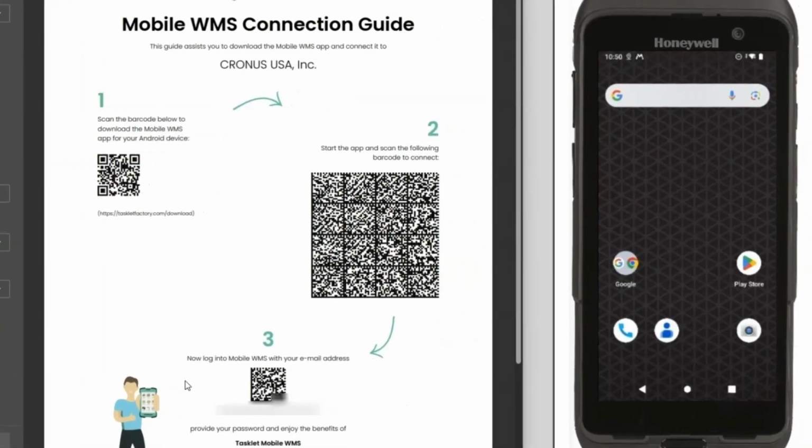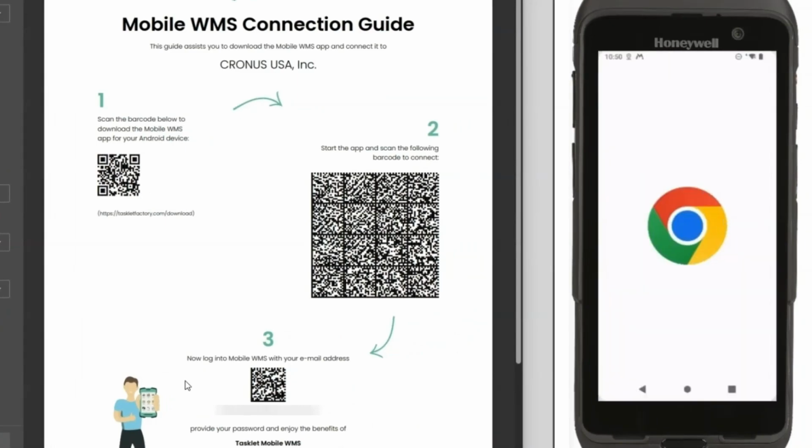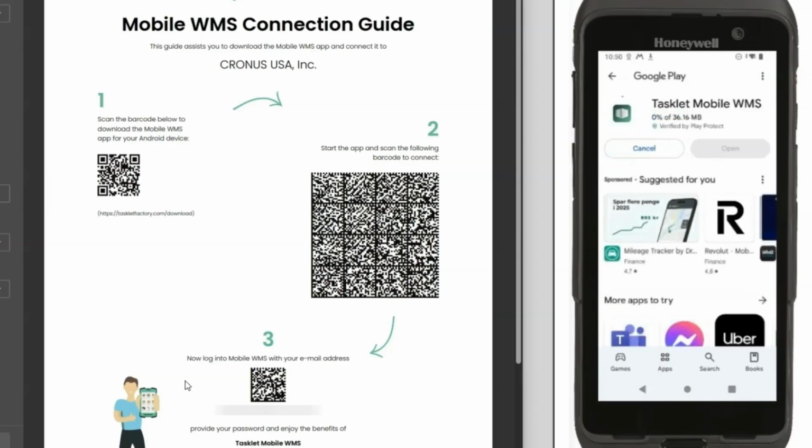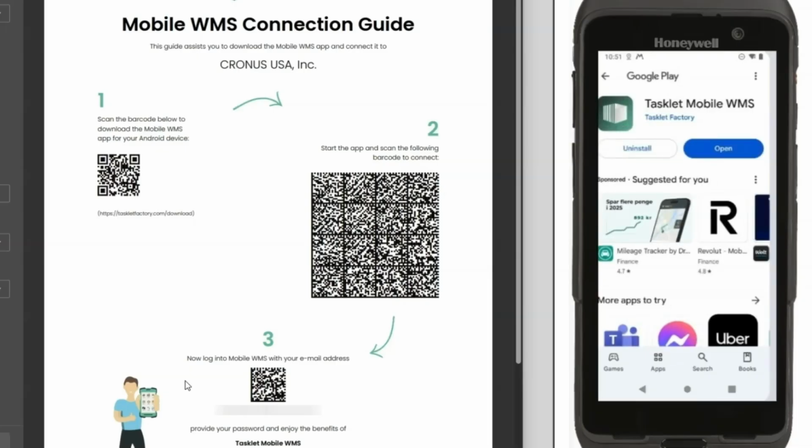So now it's time to grab the mobile device. With the mobile device, I'll scan the first barcode, or I can also enter the URL taskletfactory.com/download in a mobile device browser. And this will open our application's Google Play Store page. And here we'll click Install. Once the application is installed, we'll open it on the mobile device.